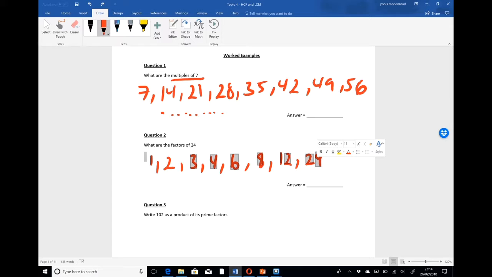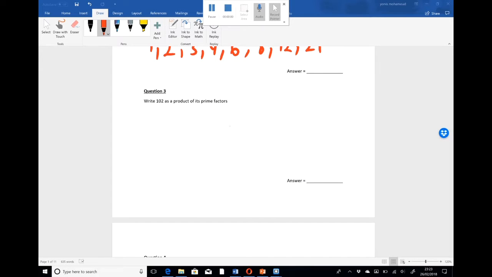The reason why these numbers can go into it is because, if I were to write it downwards, 1, 2, 3, and 4: 1 times 24, 2 times 12, 3 times 8, and 6 times 4, all of these numbers will equal 24, and hence the reason why they are also considered the factors of 24.